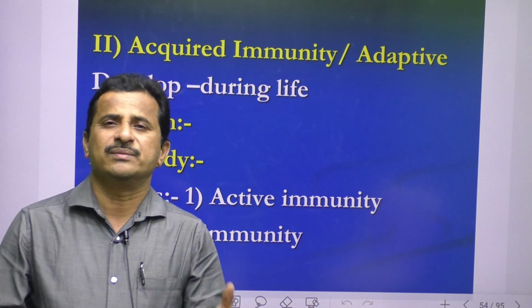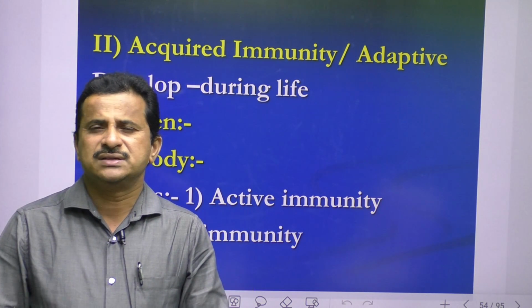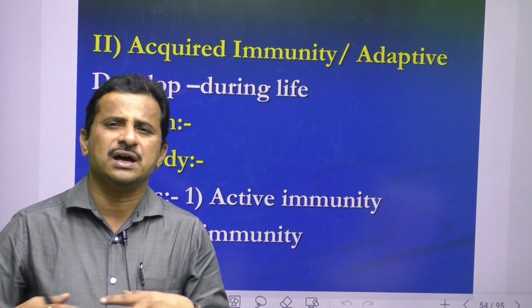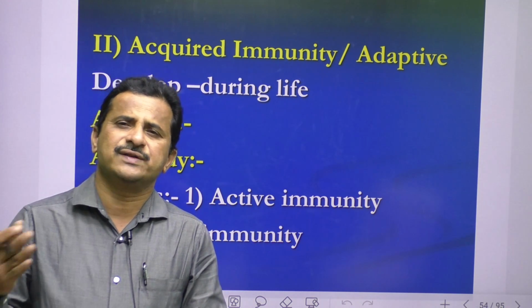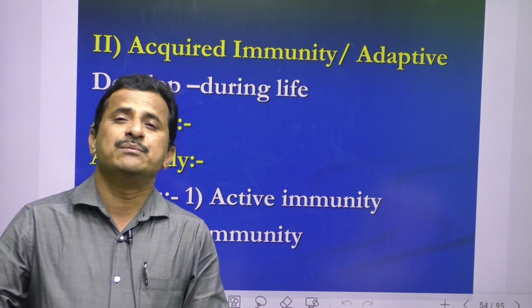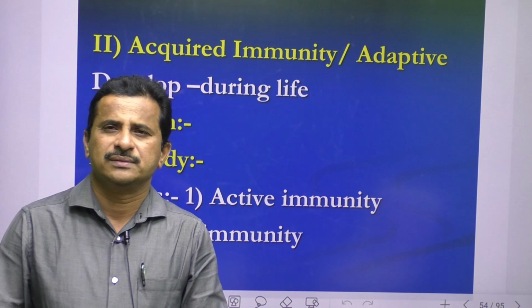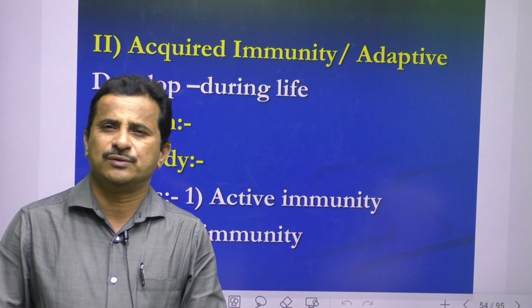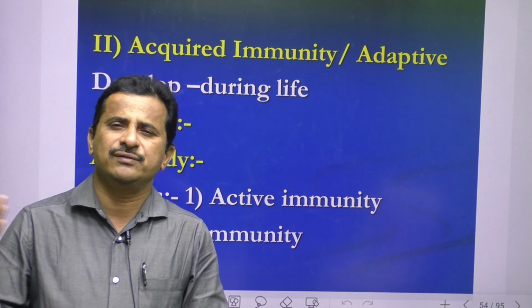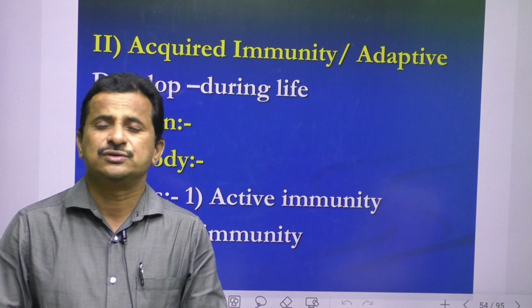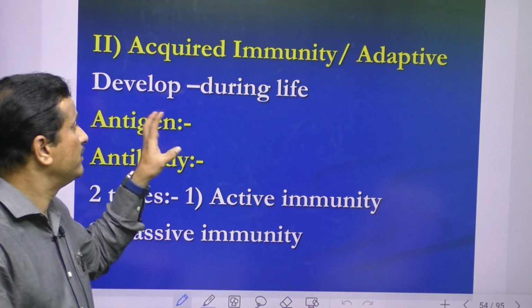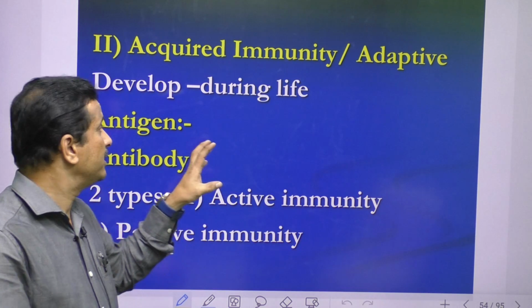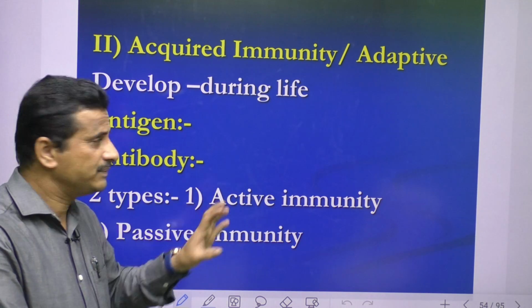This is again through different methods. This is not because of genes or individual body mechanisms. Because of various reasons and various methods, immunity develops in our body. Antibodies are developed in our body, or sometimes we directly take antibodies to increase immunity. So acquired immunity or adaptive immunity has different types.